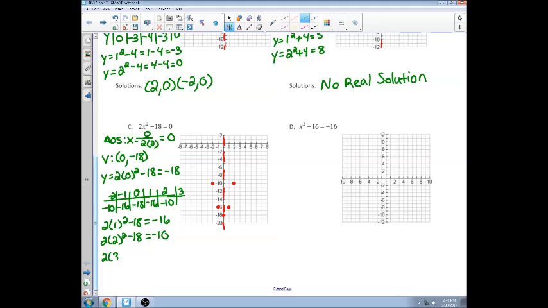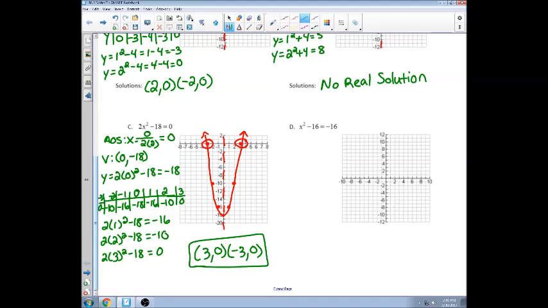So 2 times 3 squared minus 18. Well, 3 squared is 9. 9 times 2 is 18. So 18 minus 18 would get me 0. So that would mean that negative 3 would also get me 0. If I plot those points, I go from 0, 0, I move right 3, and I move left 3. Now I can connect all my points, and I have my answers. So my solutions would be 3, 0, and negative 3, 0.